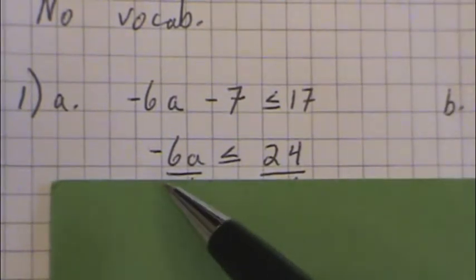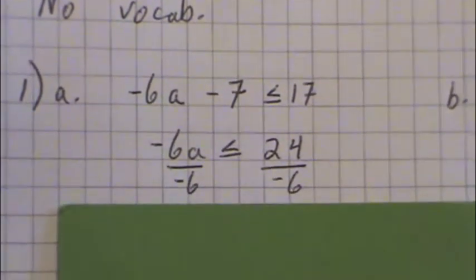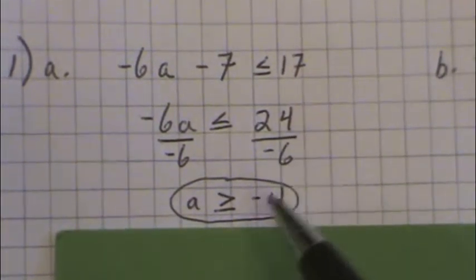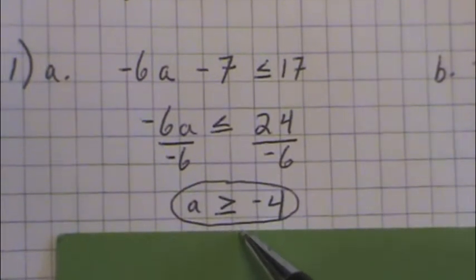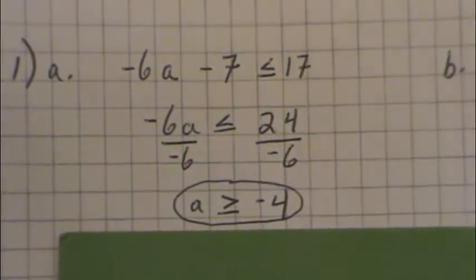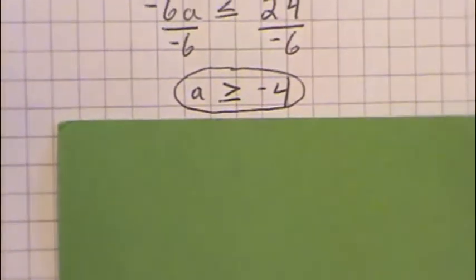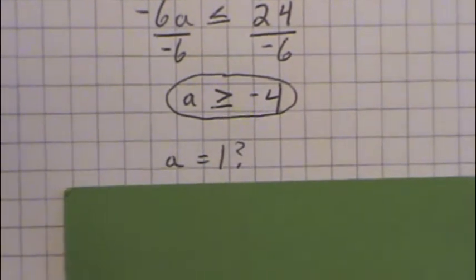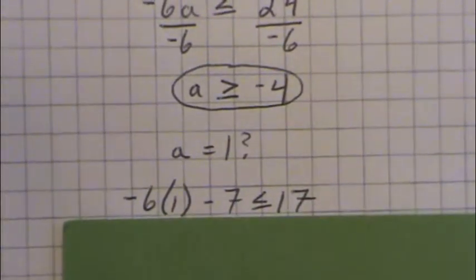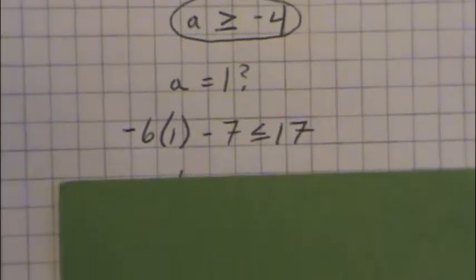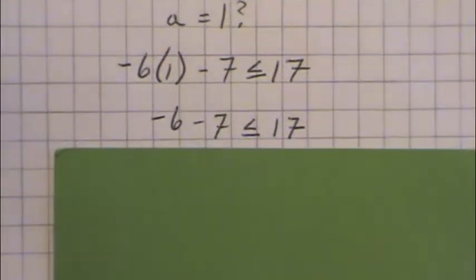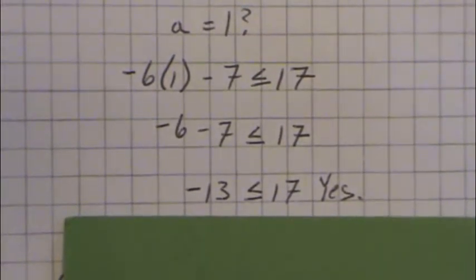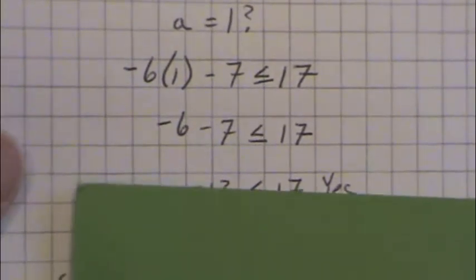Now we're going to have to divide by a negative 6, which means that after we're done with the dividing, we need to flip our sign. a is greater than or equal to negative 4. Let's check our solution. What happens if I choose 1? I like 1. It's easy to work with. Negative 6 times 1 minus 7 less than or equal to 17. And working through the steps, negative 13 less than or equal to 17. It sure is. Let's go on to letter B.